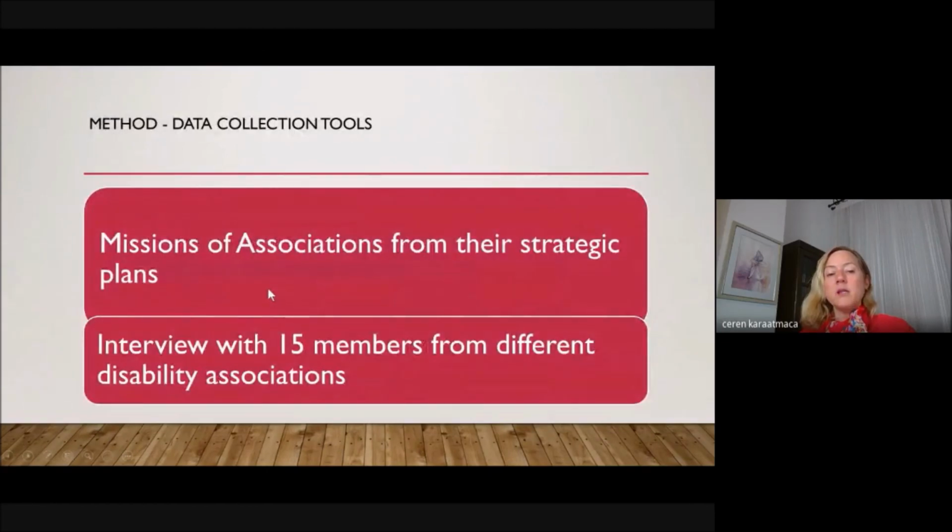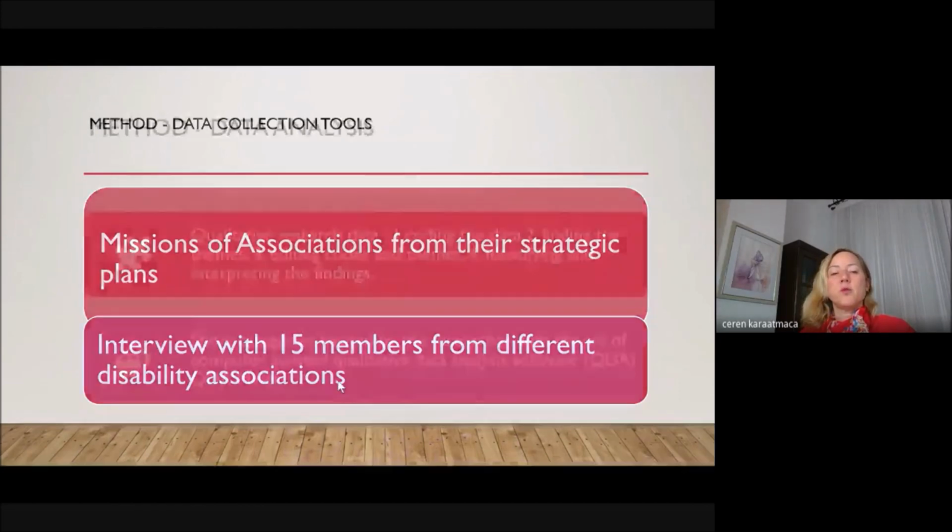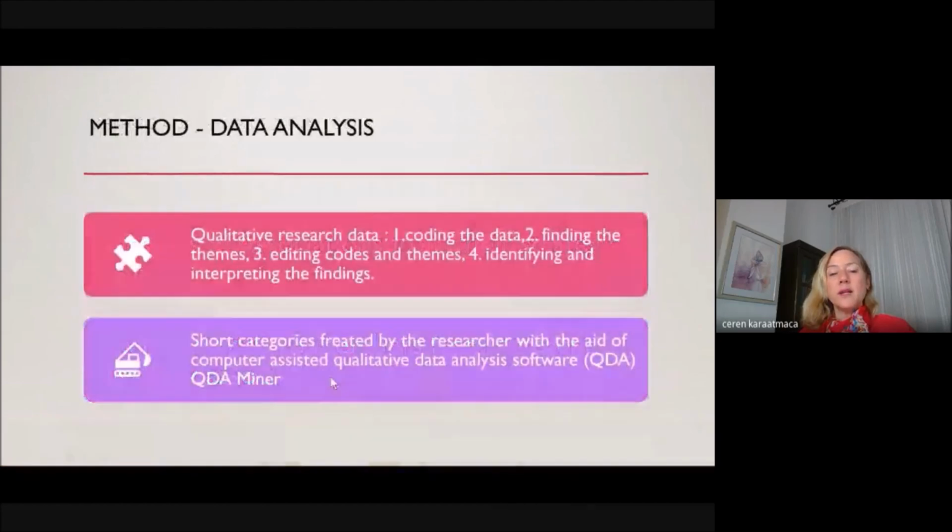And when we come to the data collection tools, first, as I said, we check the missions of associations from their strategic plans, and also we interviewed 15 members from different disability associations. And when we come to the data analysis, in qualitative research, it generally starts with first the coding of the data, then defining the themes and editing codes and the themes, and lastly, identifying and interpreting the findings.